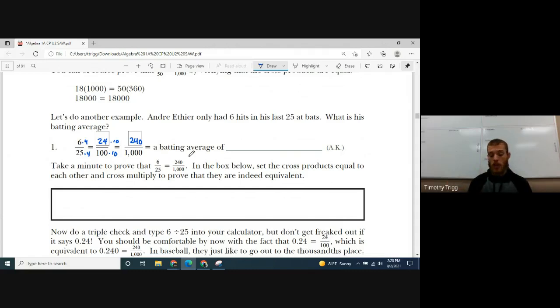Now you should be able to check that with your calculator. If you do 6 divided by 25, you should get the same answer as if you did 240 divided by 1,000. It should give you 0.240. So his batting average is 0.240. Batting average always goes to 3 decimal places, even if it's a 0.